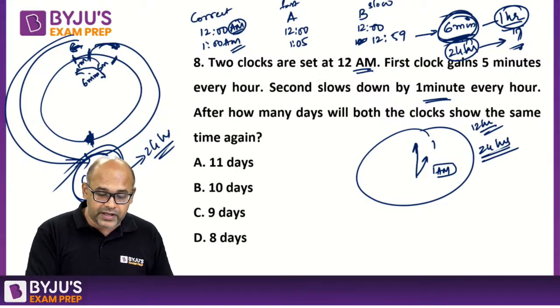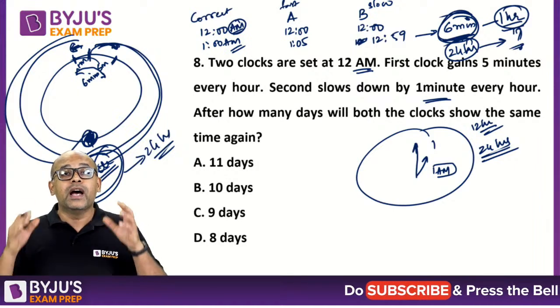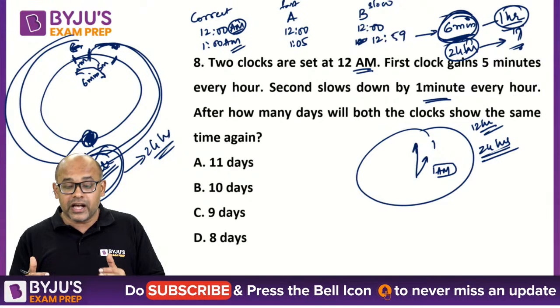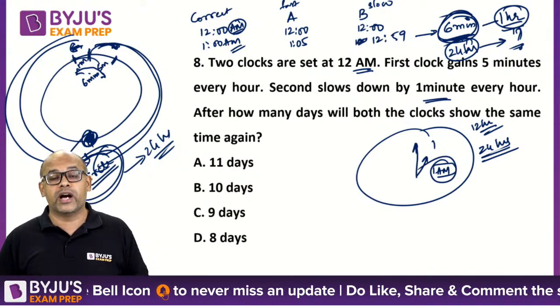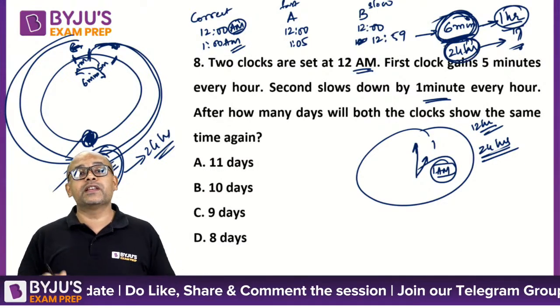One will come from this direction, one will come from this direction, and they will both meet at the same point. And the total distance covered by them will be one full circle. Here in our question, because there is an AM and PM, full circle means 24 hours. So 6 minutes distance covered in 1 hour, 24 hours distance covered in how many hours?